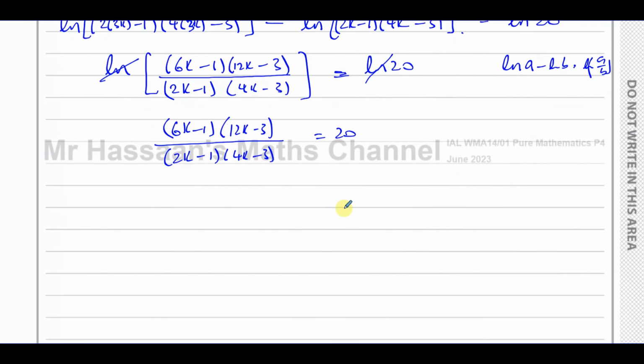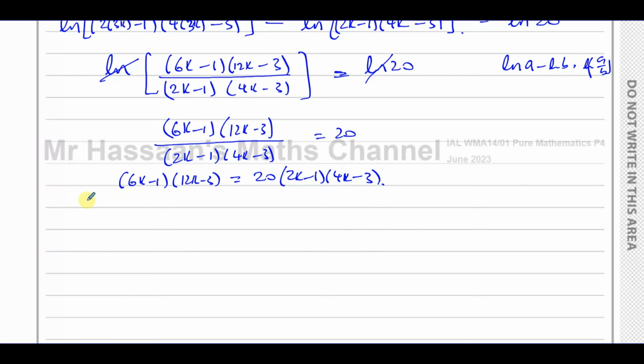So now I can multiply both sides by this denominator, in which case I'll get 6k minus 1 times 12k minus 3 is equal to 20 times 2k minus 1 and 4k minus 3. So I can expand the brackets. I'll end up with a quadratic now.